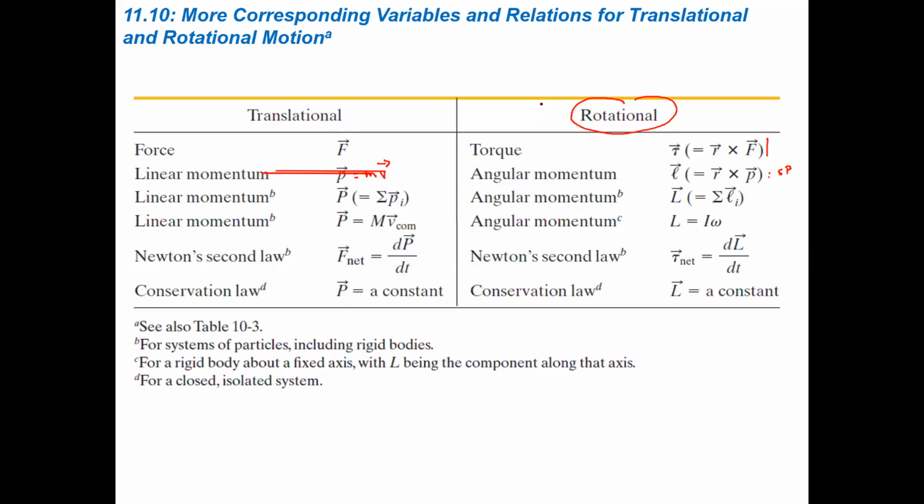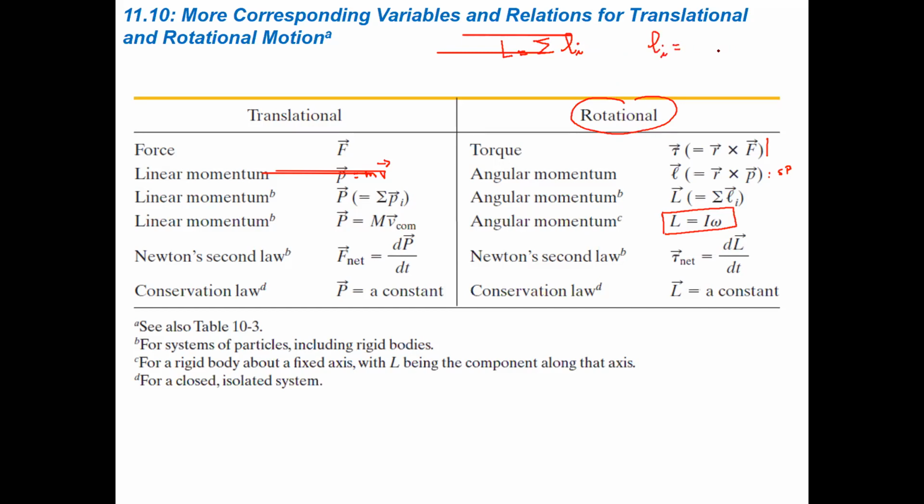Now, what is the angular momentum for a rigid body? The angular momentum for a rigid body is I omega. And I can derive it, I can calculate it using the angular momentum of a single particle, because a rigid body or a solid has many single particles. So angular momentum for a rigid body is just the sum of the angular momentum of each particle.